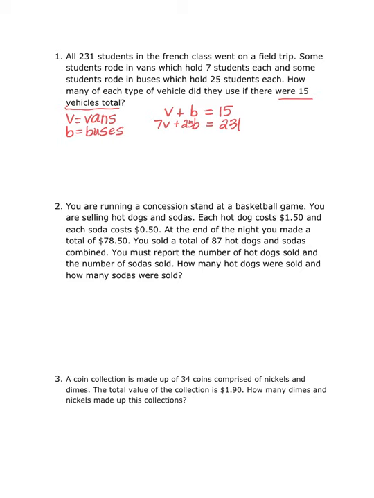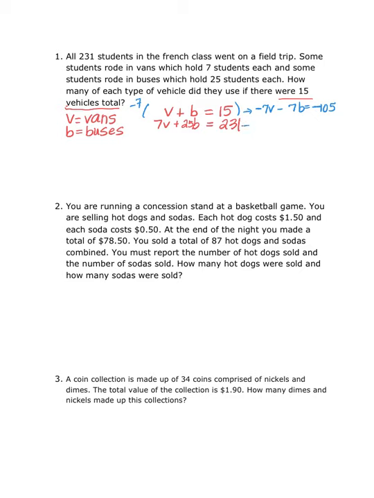If I'm ready to solve, I need to be able to eliminate. Let's say we're going to eliminate the V's. So I'm going to multiply my top equation by -7. I'm doing that because I want that to cancel out with my V's. So that's going to give me -7V minus 7B equals -15 times 7, which would be -105.